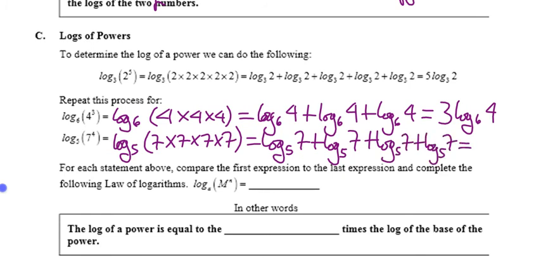And how many log base 5 of 7s do we have? Okay, so it would be 4 times log base 5 of 7. Now if we look at, we've got 3 examples there, right? We're using inductive reasoning. Remember back to reasoning? So we're looking at a pattern here.